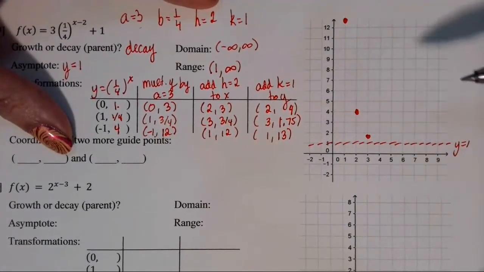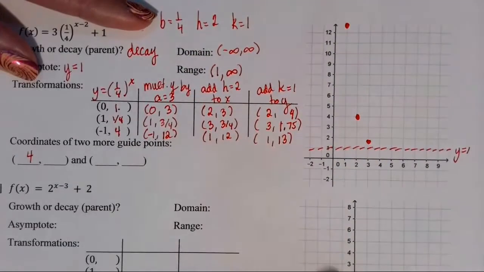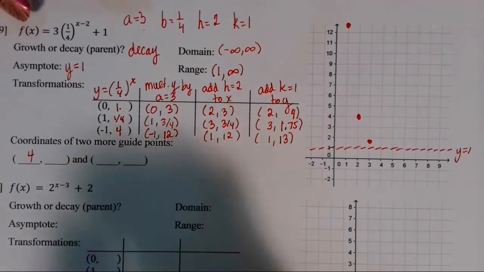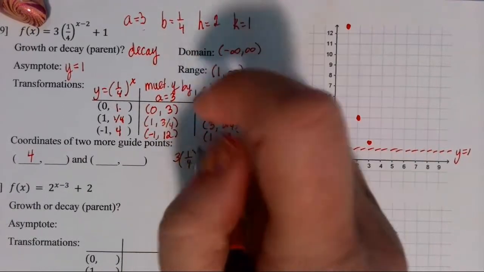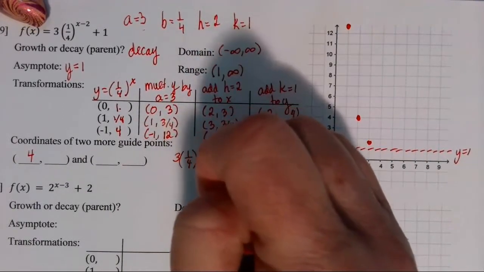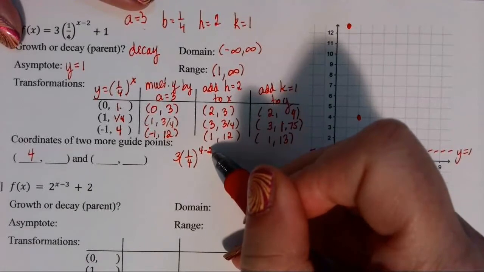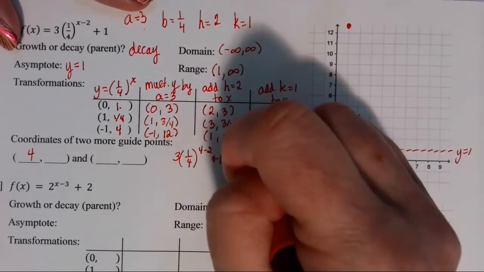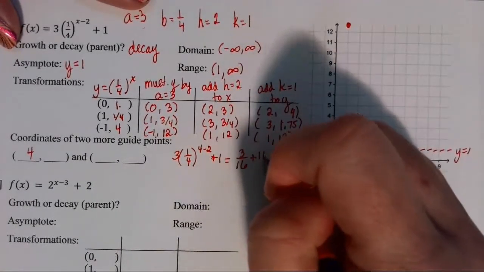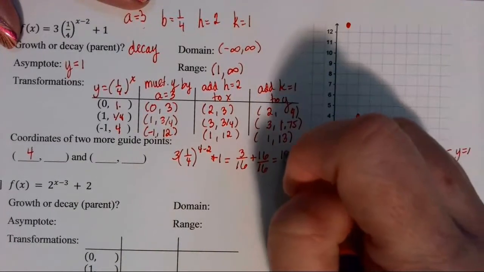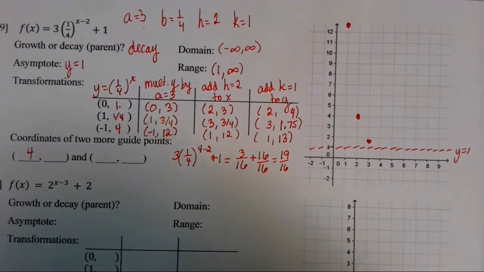And if we go the other direction, then let's see, 4 we could put in. We're going to get something really close to our asymptote at 1. So that's a 3, and then 1/4 to the 4 minus 2 power plus 1. And 4 minus 2 is 2. 1/4 quantity squared times 3 would be 3/16, plus 1, which is 16/16, would be 19/16.